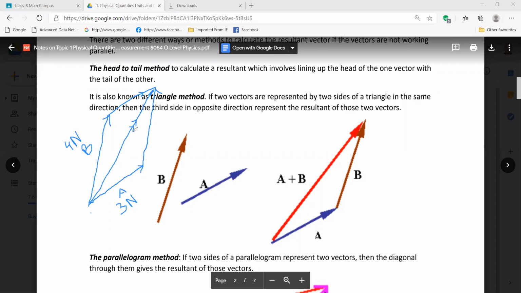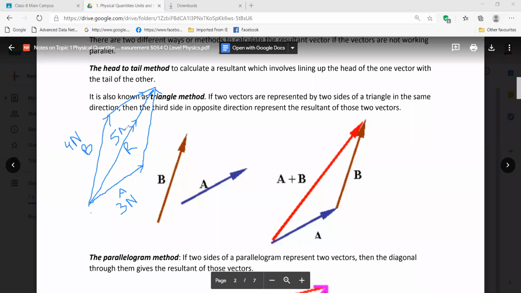Time, we have 4 minutes, right? The diagonal is the answer, right? Yeah, the diagonal is your resultant. So you will get the length of this diagonal and check how many centimeter it is. If it is 5 centimeter, then the resultant is 5 Newton.